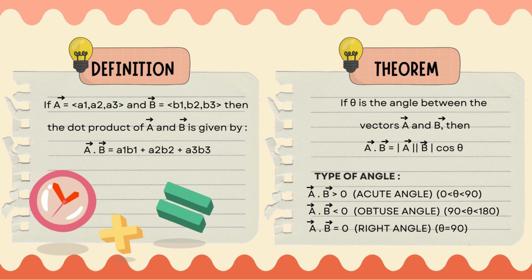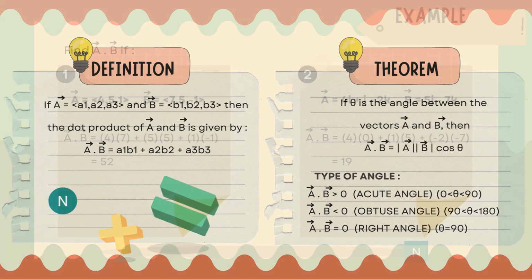So here we have three types of angle. The first one is if we get vector A multiply vector B greater than 0, so we get acute angle. If vector A multiply vector B less than 0, we get obtuse angle. And the last one, vector A multiply vector B equal to 0, we get right angle.